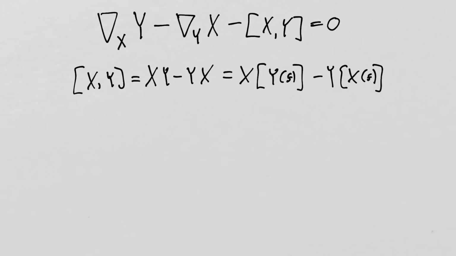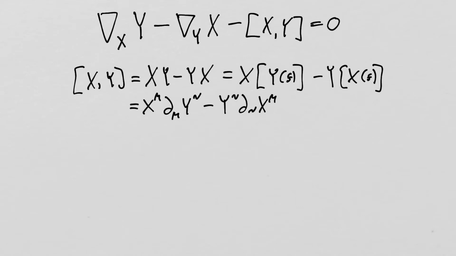And so if we broke this down into true component notation, it would look like x mu partial mu y nu minus y nu partial nu x mu, like that. That's what that thing would look like. So, and then of course we know what this looks like. We know what this looks like and what this looks like. So let's write those down.